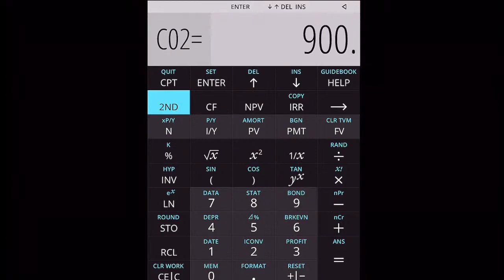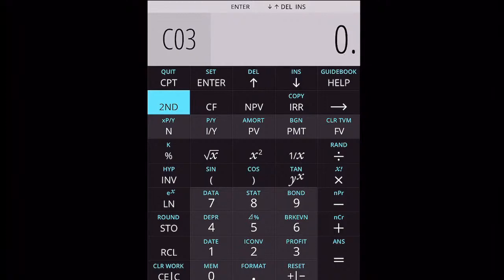900, enter, scroll down. 500, enter, scroll down, and 1600, 1600, enter, scroll down. And now hit IRR. And compute.